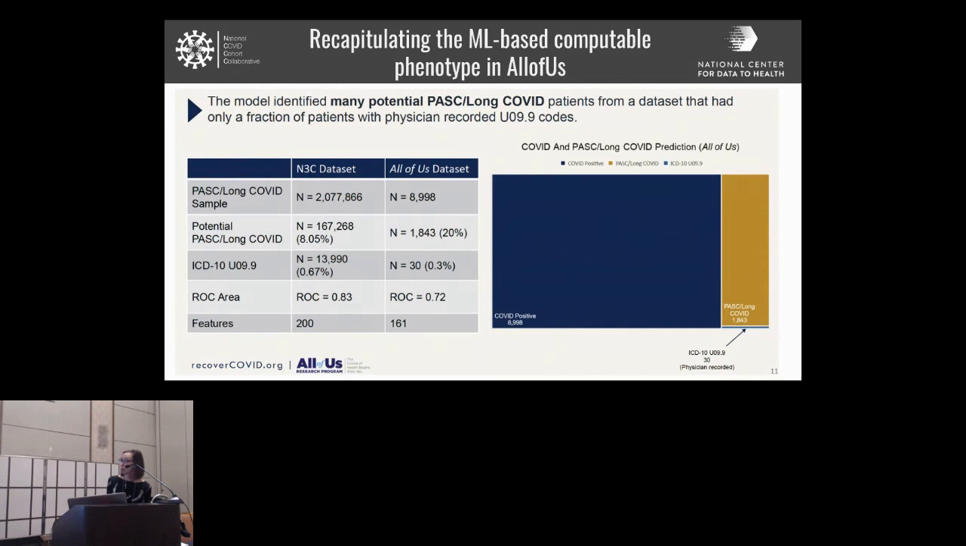It was imperfect. They had very few U09.9 patients, and we did not retrain the model on their patients. We ran the classifier. And some of the features that were available to us in our data were not available to us in the All of Us platform.